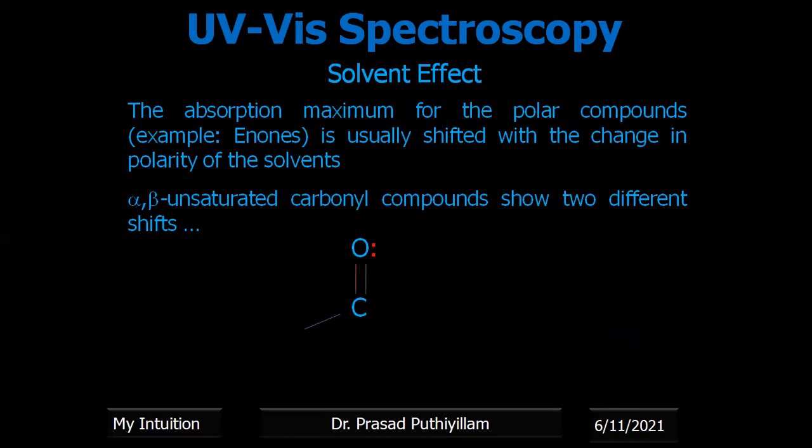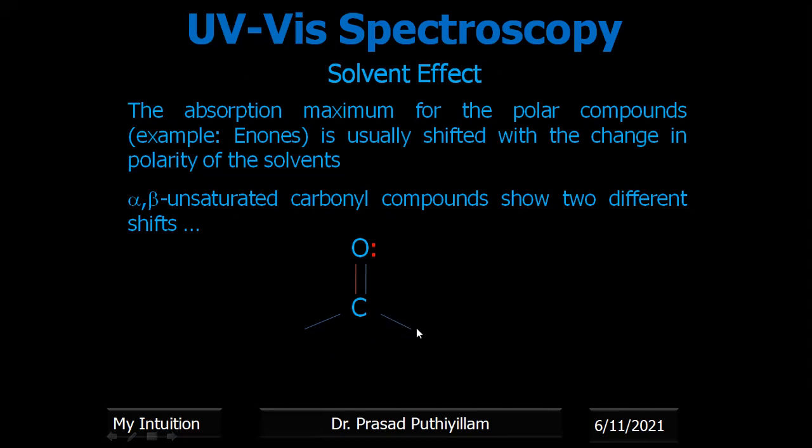I'm drawing the structure of a carbonyl compound. See, the red line represents the pi bond, the sigma bond, and the oxygen having a lone pair of electrons. This is the group which we call a carbonyl compound. If both of the remaining two valencies of the carbon are satisfied by alkyl groups, we call it a ketone.